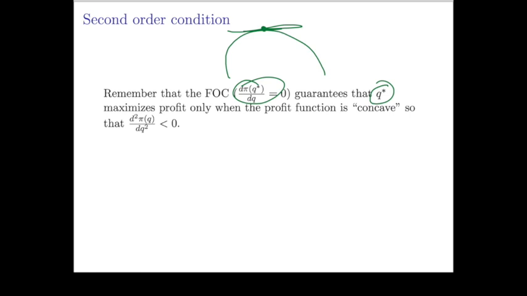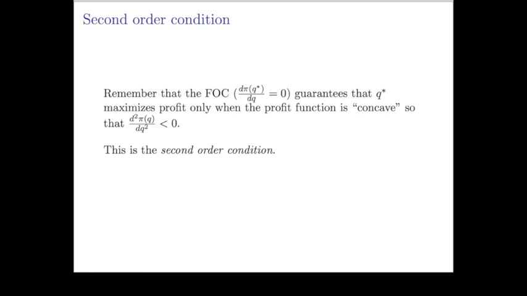But what if you had a convex function? Well, setting the derivative equal to zero actually gives you the bottom. So if you're going to use a first order condition to find the optimum, then you need to make sure that what you're optimizing is indeed concave. How do you know that a function is concave? Well, you take the second derivative, and that second derivative needs to be negative. So that's the second order condition.